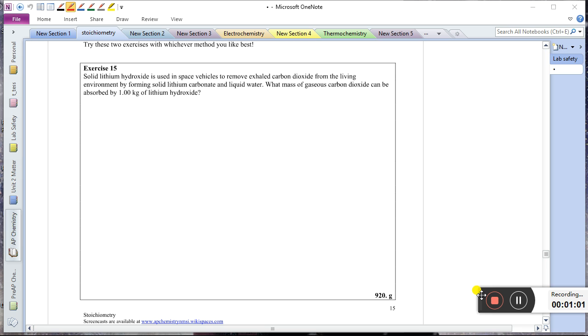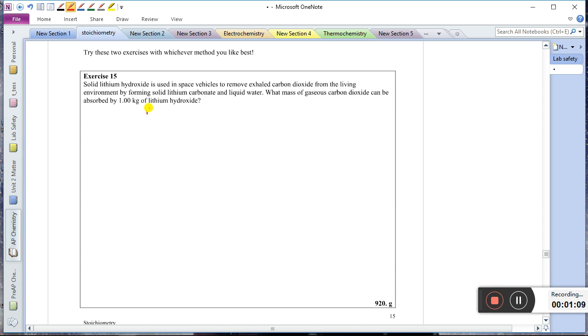All right. So what was the first reactant it gave us? Lithium hydroxide. What's the formula of lithium hydroxide going to be? Okay. Plus, it would have balanced correctly with sodium hydroxide, but your masses would have been wrong. Lithium hydroxide plus, what's our other reactant? Carbon dioxide, which is?